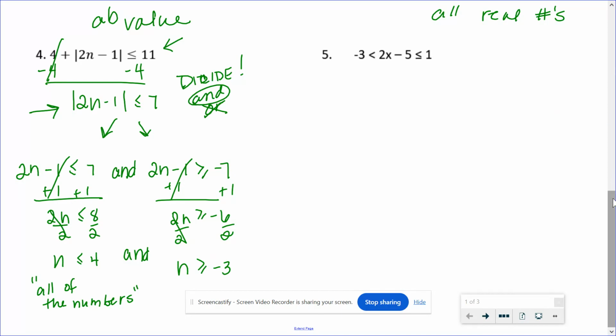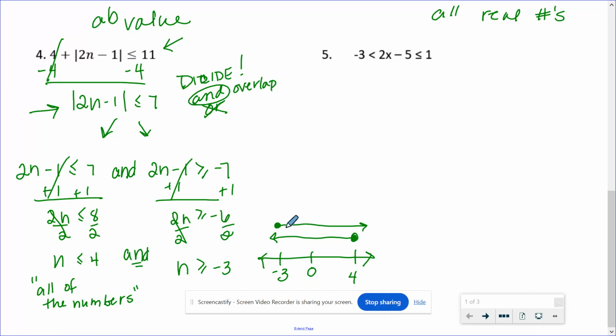So let's draw our graph, see what that's going to look like. I don't really have room down there, so I'll do it here. Okay, so all of the numbers less than or equal to 4 and all of the numbers greater than or equal to -3. Let's make our number line. All of the numbers less than or equal to 4 will go this way. All of the numbers greater than or equal to -3 will go this way. And the word and is the overlap. So and means overlap.